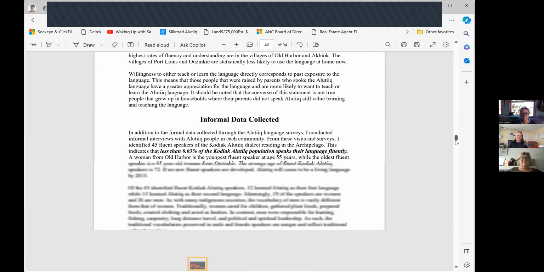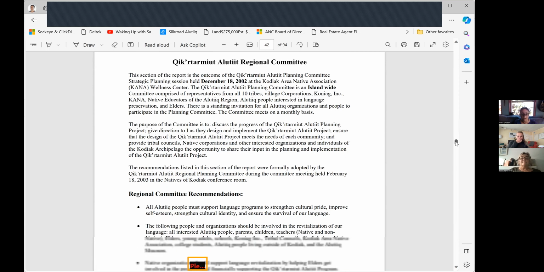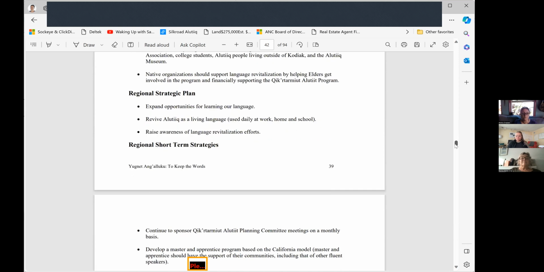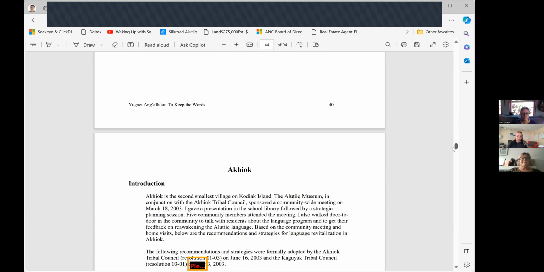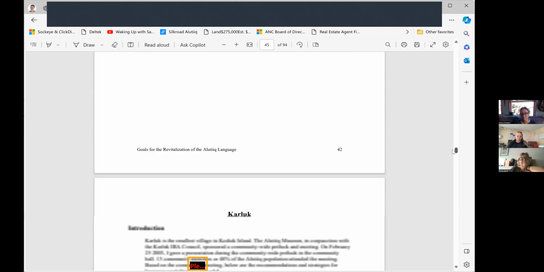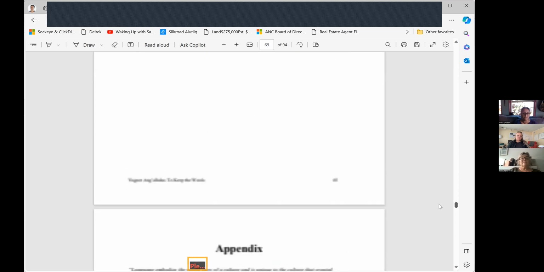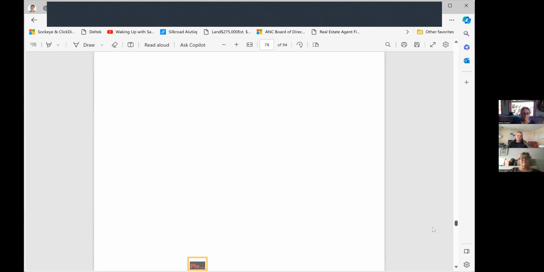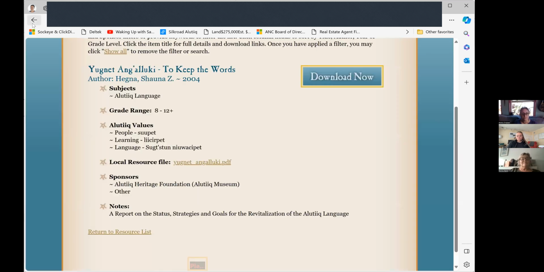We created the Alisha Regional Kikadagamute Committee as a result of this. And she identified all these strategies. She talked about what the specific villages, every village, what they wanted. Anyways, I'm not going to keep scrolling. You get the idea. She has that. I imagine that's probably also on the Alisha Museum website.